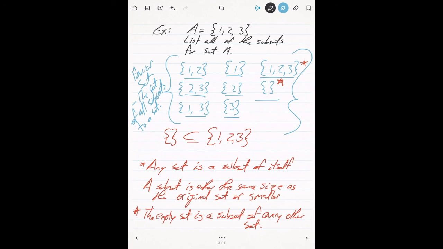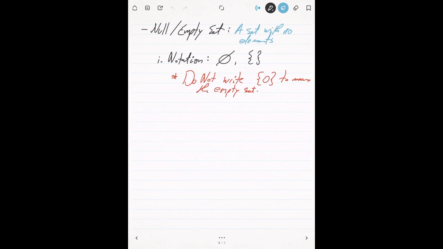This is the idea of what it means to be a set. It's a collection of elements. A subset, think of that as like a subcategory. And then the empty set, just realize that you can have sets with nothing in them.